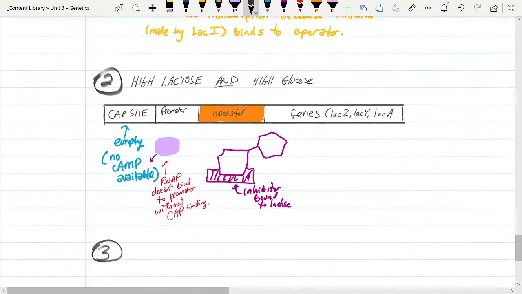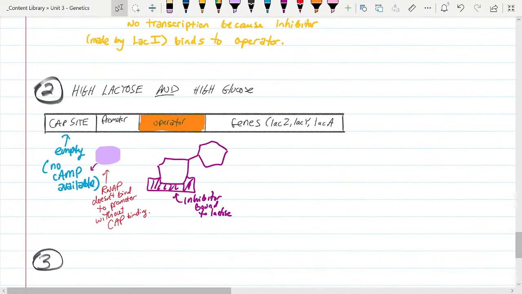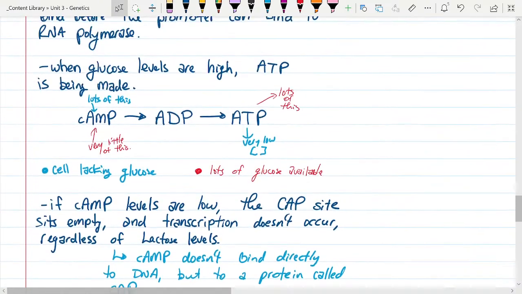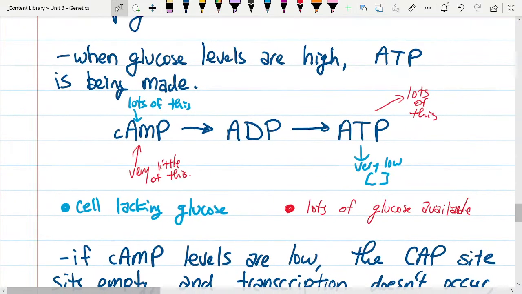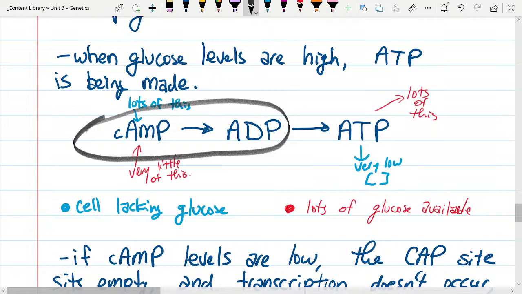Yeah? What makes that happen? Where does the cyclic AMP come from? Cyclic AMP is always present at some level in the cell because it's a precursor to ATP, and the cell always has ATP present. Now the thing is, because it's a precursor, if ATP levels are high, then levels of all the precursors, the levels of cyclic AMP and the levels of ADP will be low, because these get made into that.